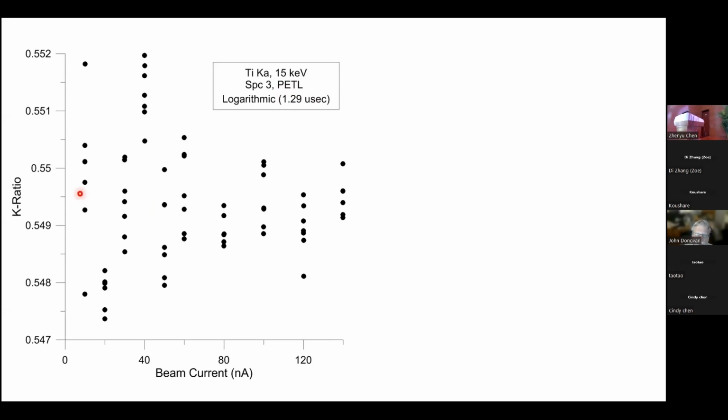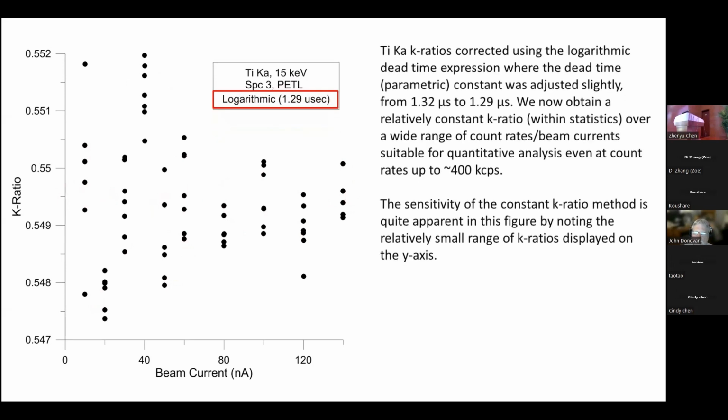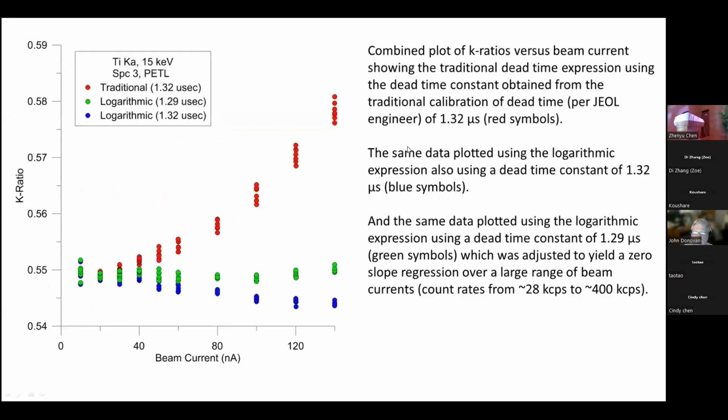And now you see that we have more variation at the lower beam currents and less variation at the high beam currents, but it is essentially a constant over a wide range of counts, which is, by the way, up to about 400,000 counts per second. Think about what this means for your high-speed mapping. You can do trace elements and major elements with high accuracy at high beam currents.